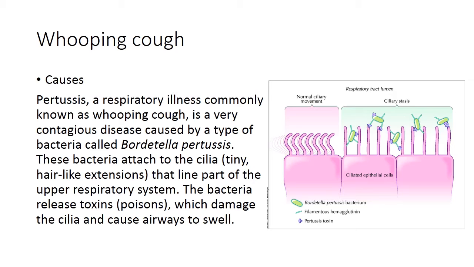Now you can see the difference between normal and diseased cilia. These are the normal cilia, and these are the diseased cilia. In these cilia, bacteria have attacked, and these bacteria have produced poisons. Can you see the purple colored poisons? Normal cilia are capable of movement, while these diseased cilia are not so much able to move freely. So these bacteria cause the epithelial cells to swell, cause pain, and cause coughing.